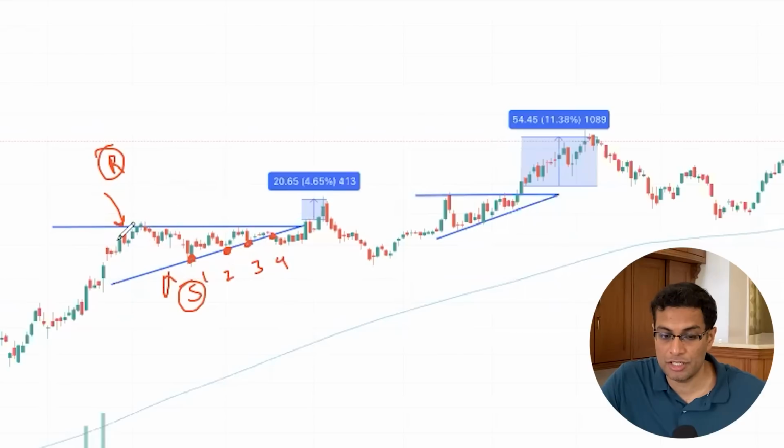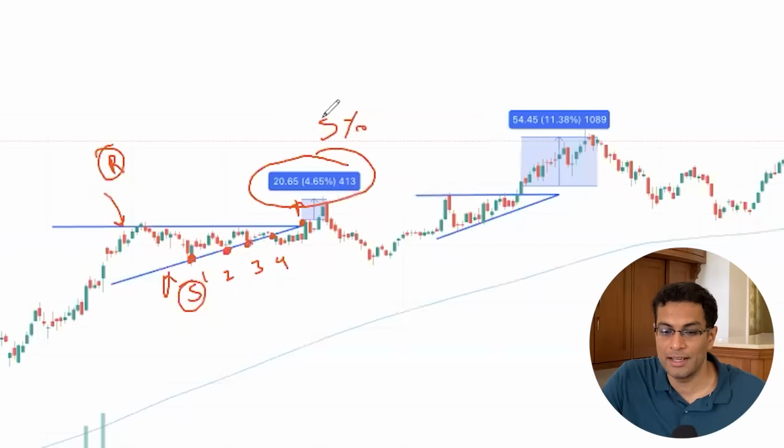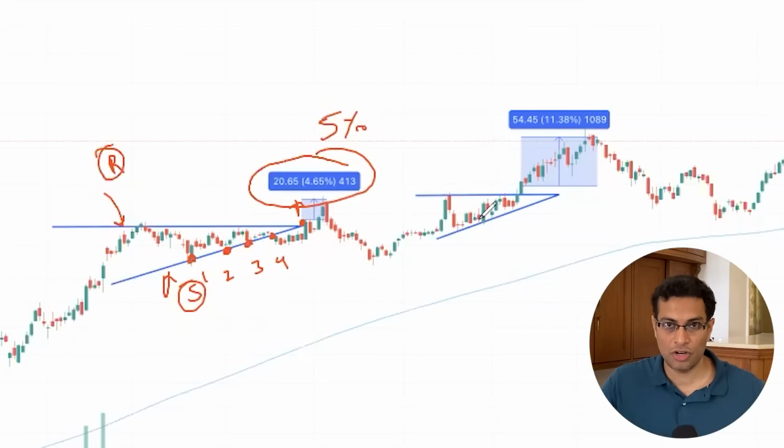Now this is a convergence pattern again, and after that the stock gave a breakout, but how much breakout did it give? It only gave like a 5% breakout, right? So was this a strong ascending triangle? The answer is no. For a triangle to be stronger, the breakout should happen fast. So let me pick another example.